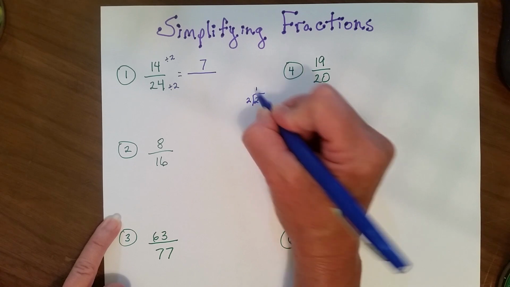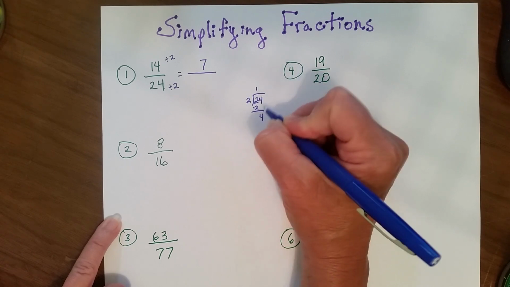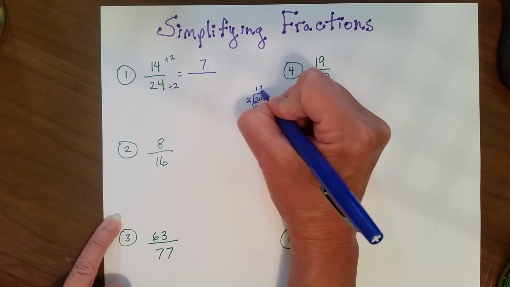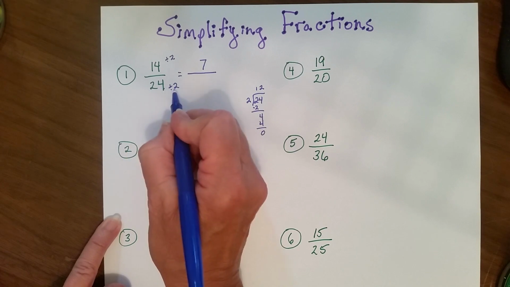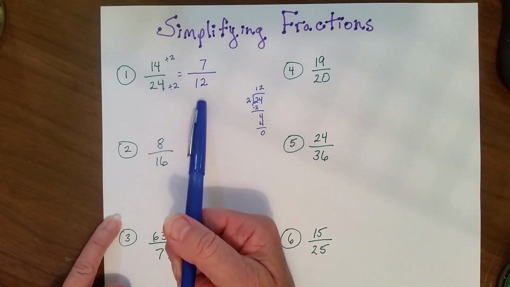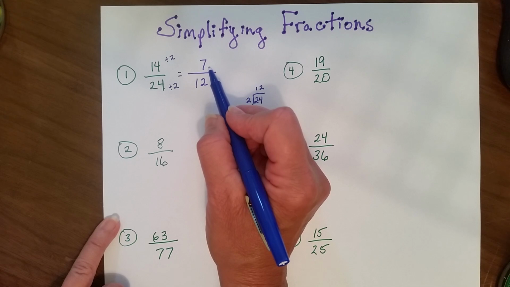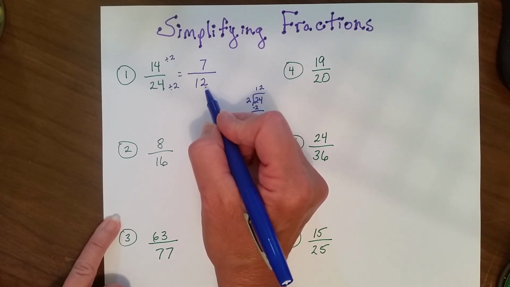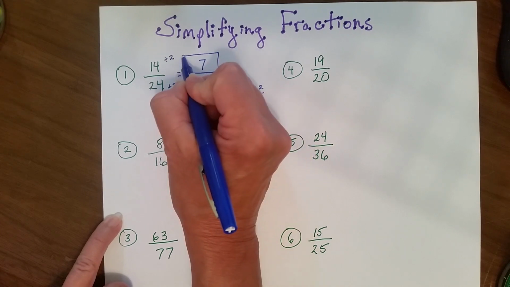So 2 into 2 goes once. Subtract 2, nothing there, bring down the 4. 2 into 4 goes twice. 2 times 2 is 4 with a 0 remainder. So 24 divided by 2 is 12. Now, can that reduce further? Well, it can't. 7 is a prime number, so the only thing 7 is divisible by is 1 and 7. 12 is not divisible by 7, so that is our answer in lowest terms.